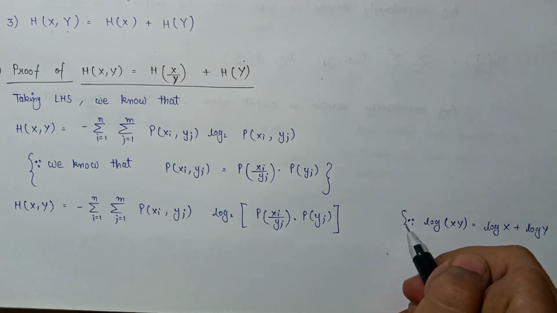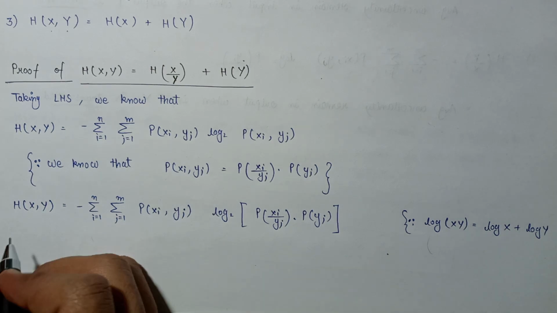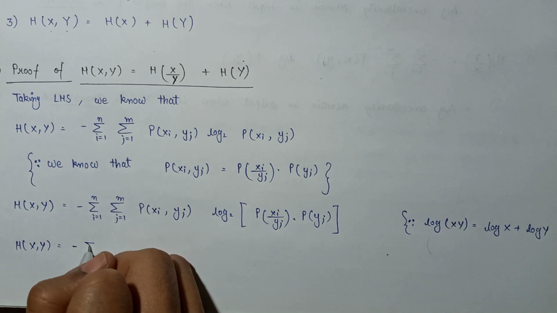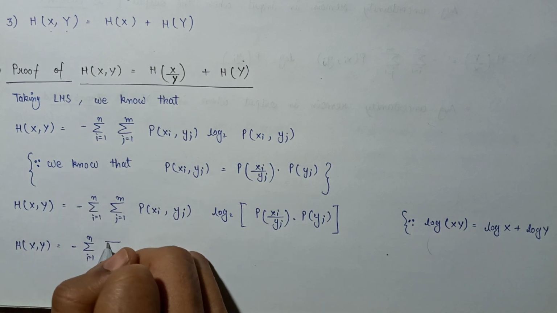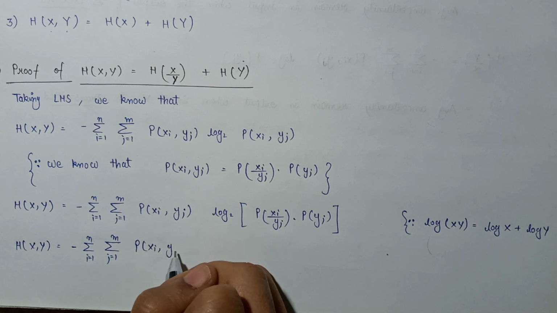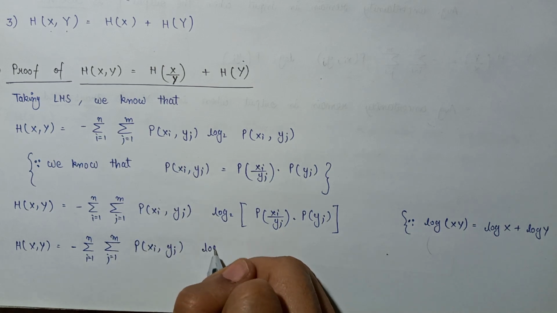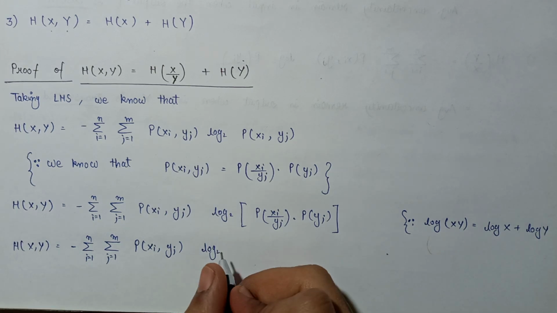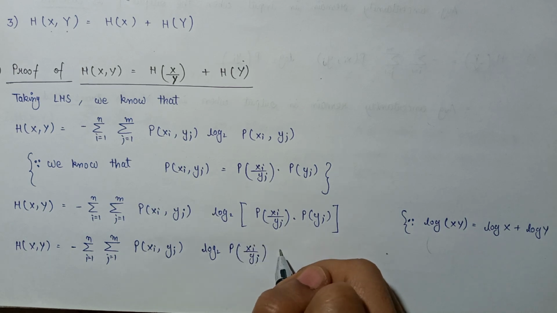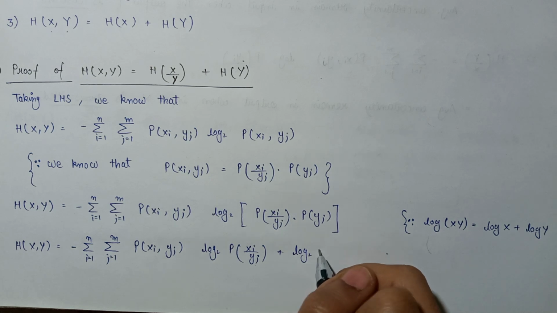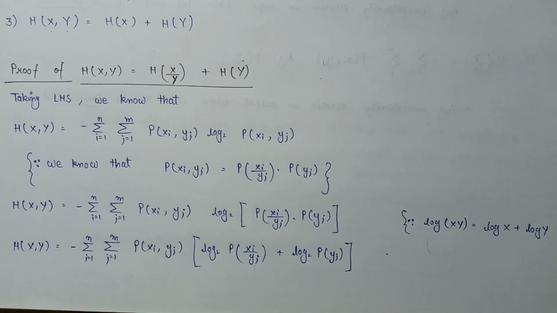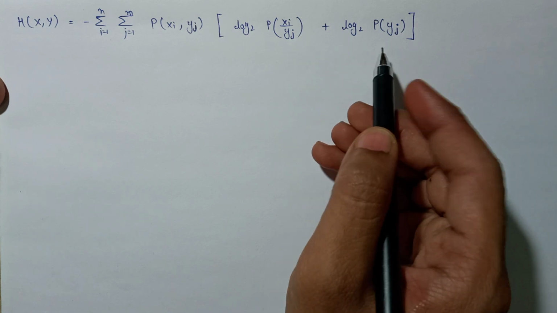if we apply this formula in this expression, then we get H(X,Y) equals minus summation i ranging from 1 to n, summation j ranging from 1 to m, p(xi, yj). In place of this expression we write the separated terms, that is log base 2 p(xi|yj) plus log base 2 p(yj), in brackets. So this is our equation that we evaluated.